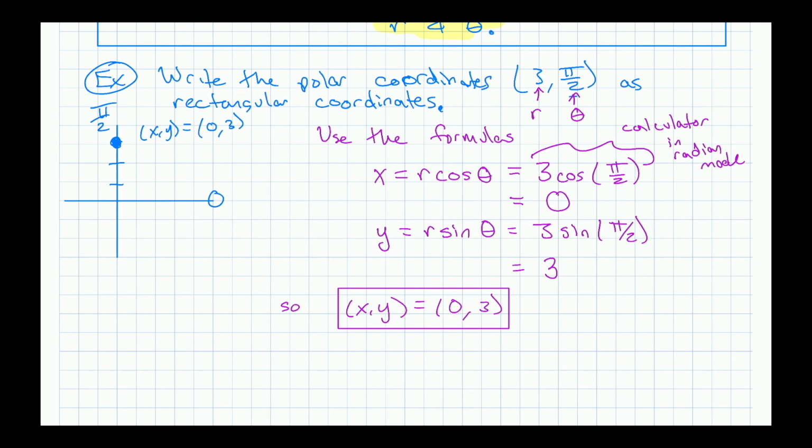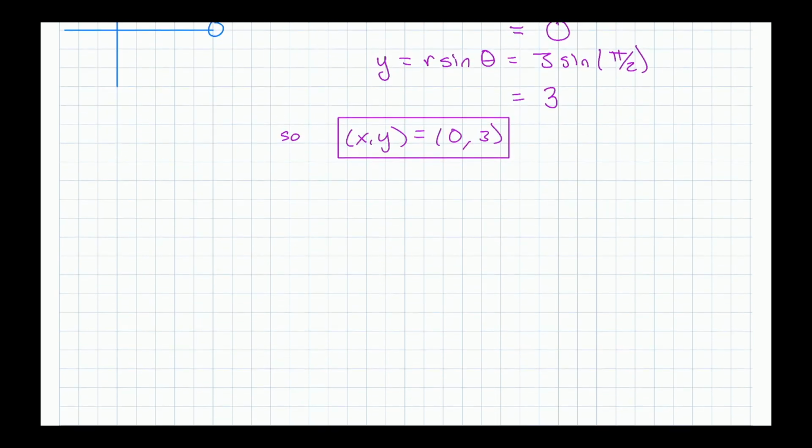Okay, let's do another one. What's the next one here? Okay, here we go. Convert the polar point r, theta equals -1 comma 2 pi over 3 to rectangular.